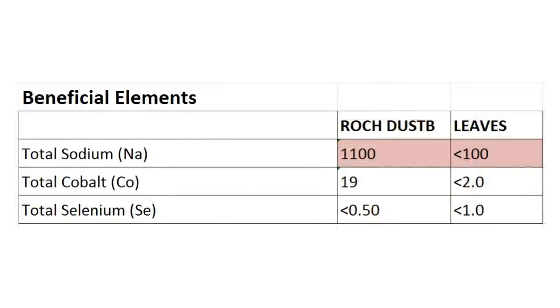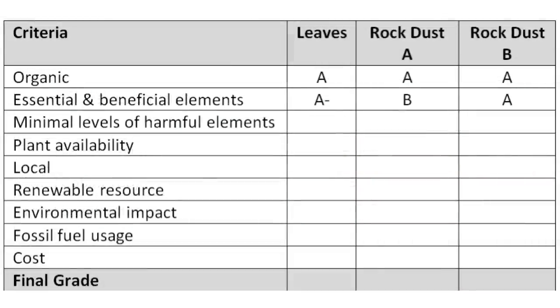Looking at the beneficial elements, we see that the rock dust has much more sodium, but this won't impact my assessment. So let's put the grades in the report card for the essential and beneficial elements. I'll give leaves an A-, rock dust A a B, and rock dust B an A.